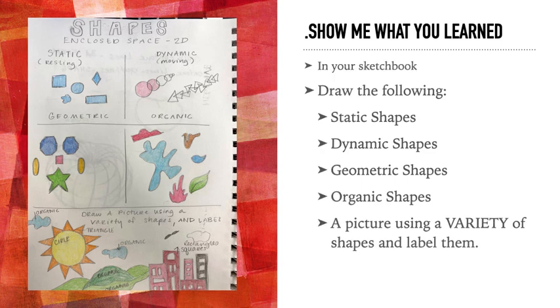So in your sketchbook, you are going to draw the following: static shapes, dynamic shapes, geometric shapes, organic shapes, and then a picture using a variety of shapes and labeling them. So if you can see down at the bottom of my sketchbook page, I have geometric shapes that I have labeled. I have organic freeform shapes that I have labeled. So you're going to now create a picture. So all of that is to be done in your sketchbook.